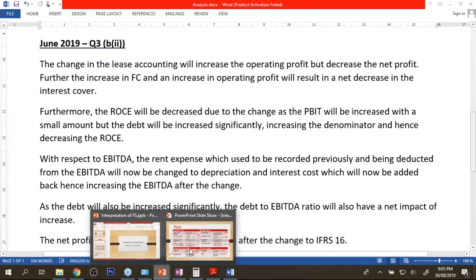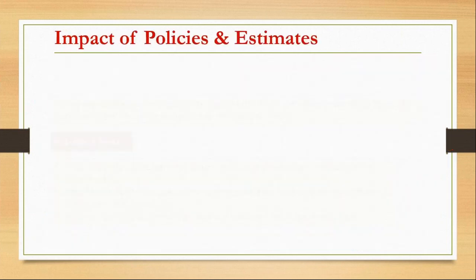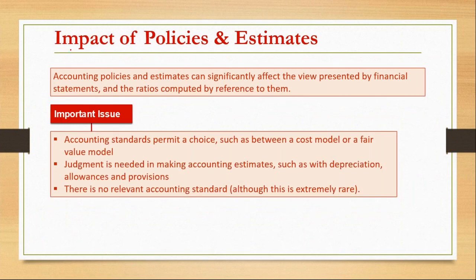Okay, so if I go back to the presentation now, these were the financial ratios that we have just discussed, affecting the financial performance of the company. Now, the next thing is the impact of policies and estimates on our financial performance. Actually, the accounting policies and the estimates significantly affect the view presented by the financial statements.